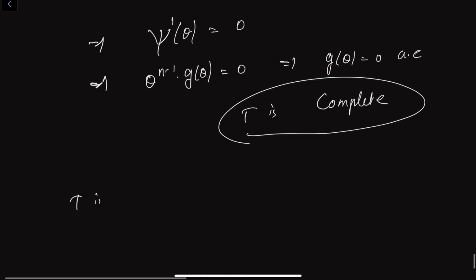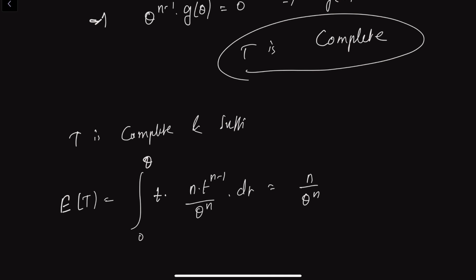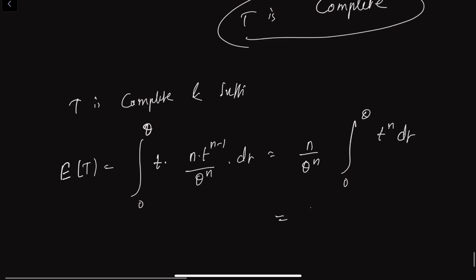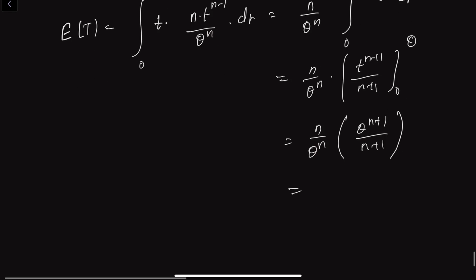So now we have that t is complete and sufficient. We can find the expectation of t. Expectation of t is the integral from 0 to theta of t into n into t to the power n minus 1 by theta to the power n dt. That is n by theta to the power n times the integral from 0 to theta of t to the power n dt, which is n by theta to the power n times t to the power n plus 1 by n plus 1 from 0 to theta, which is n by theta to the power n times theta to the power n plus 1 by n plus 1. So the expectation of t is n by n plus 1 theta.